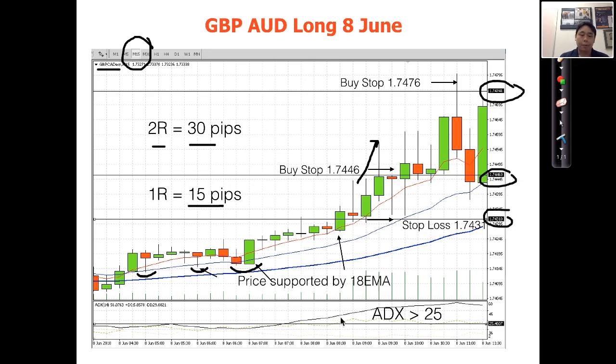And again, look at your ADX. Ideally, you want it to be above 25. So it's above 25, telling you that it's a strong trend. The next candle goes above the high of my corrective candle, triggers my buy order over there, and boom, hits my profit target within 5 candles. So I'm out within about 1 hour and 15 minutes.